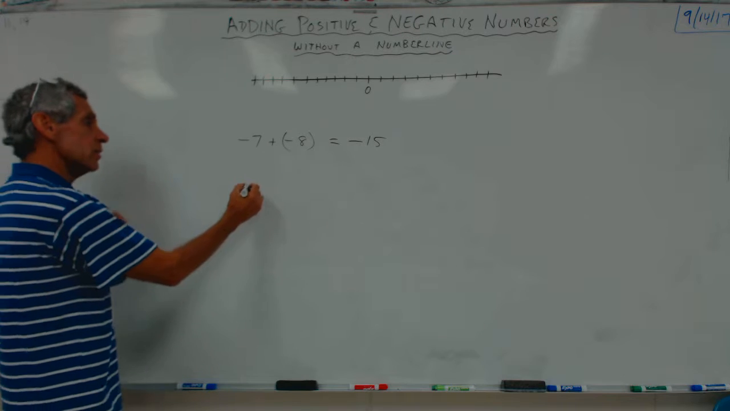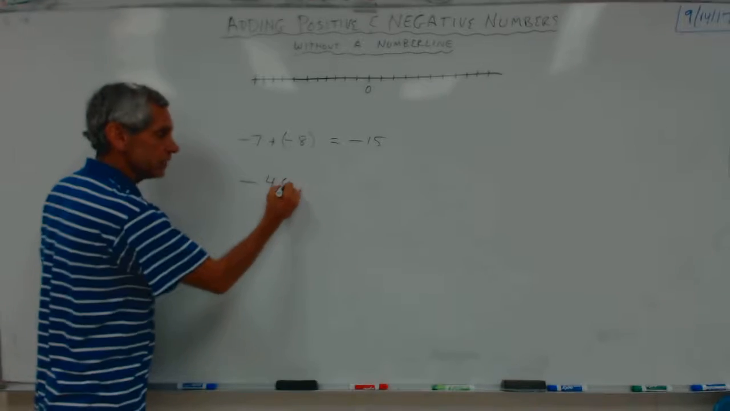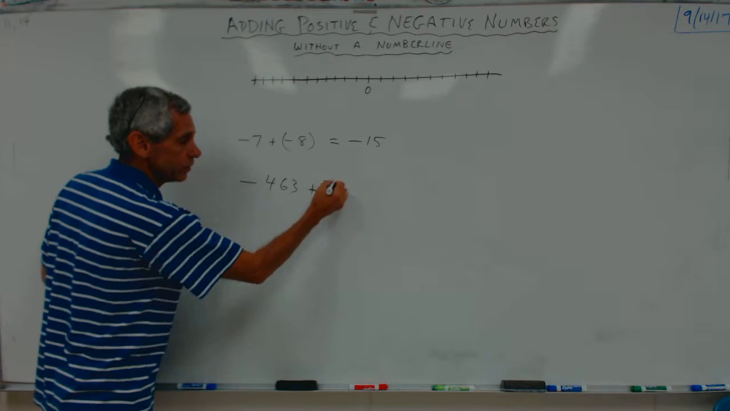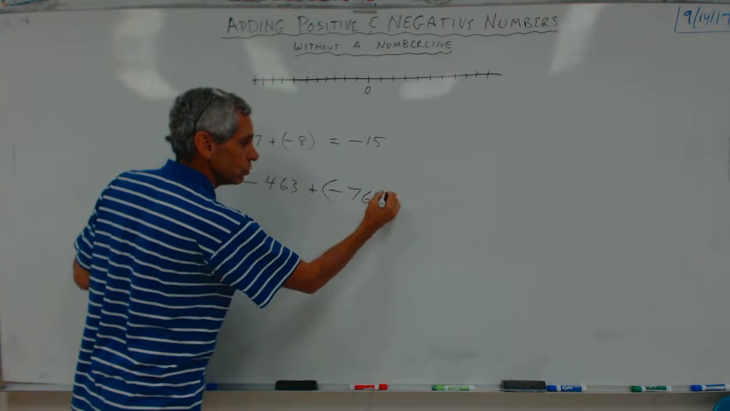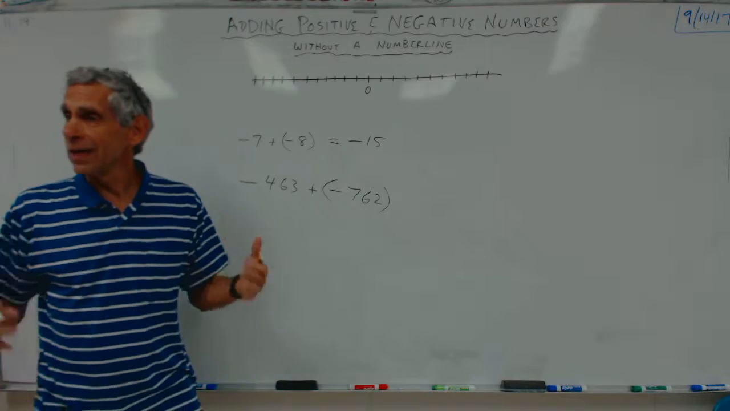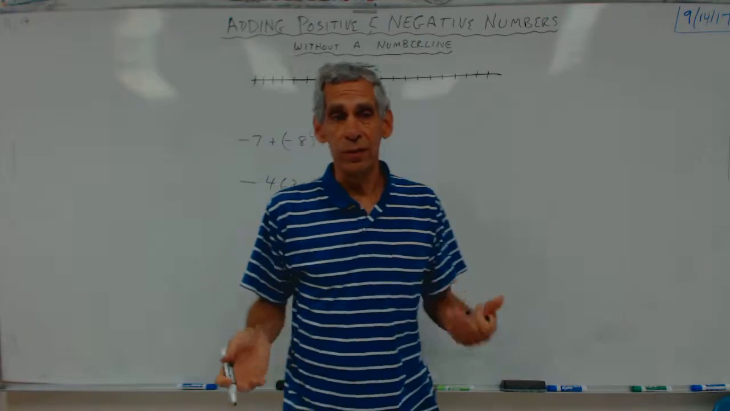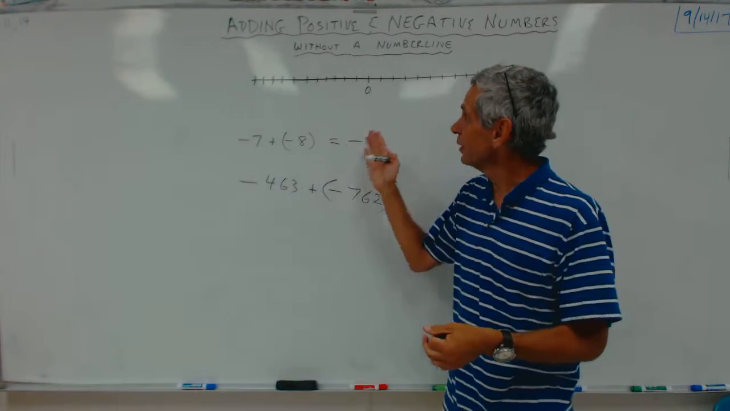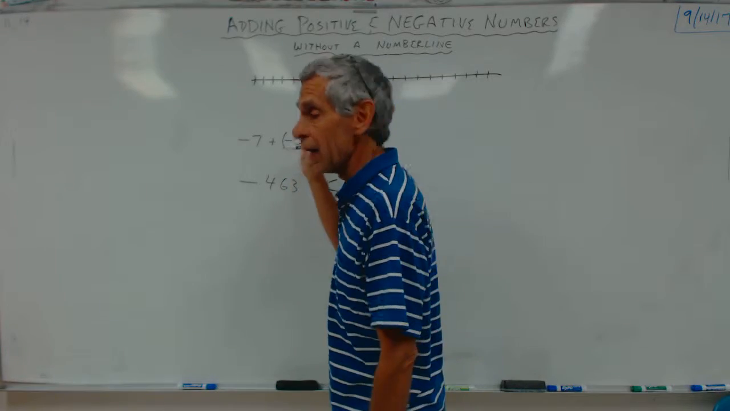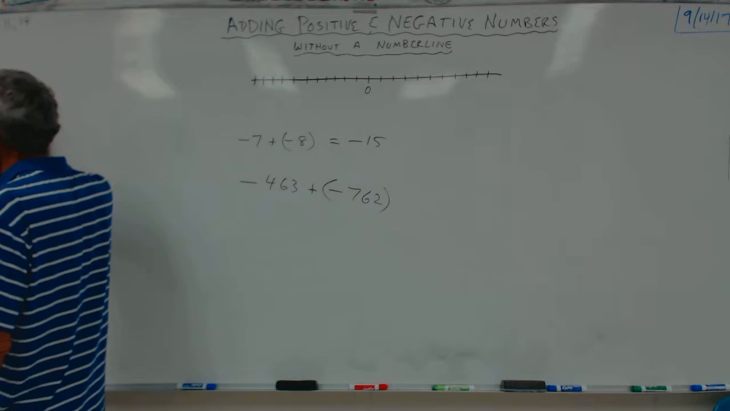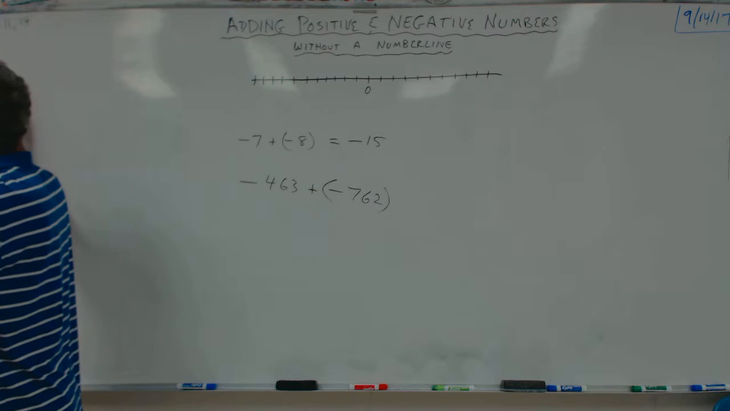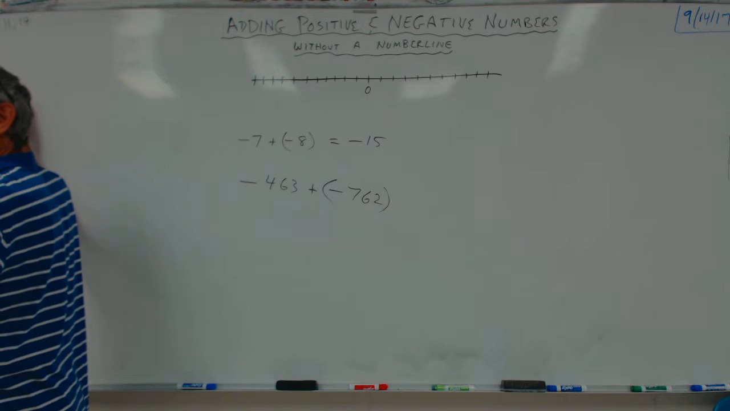But if they gave us -463 plus -762, that would be kind of a bummer to have to solve with the number line. Do you agree with me? It would take me a very long time. I could do it, like 1, 2, 3, 4, 5, 6, 7, 8, 9, 10, 11, 12, 13, 14, 15, 16. Hey, stop. Oh, wait a minute. Shoot, I lost my place.